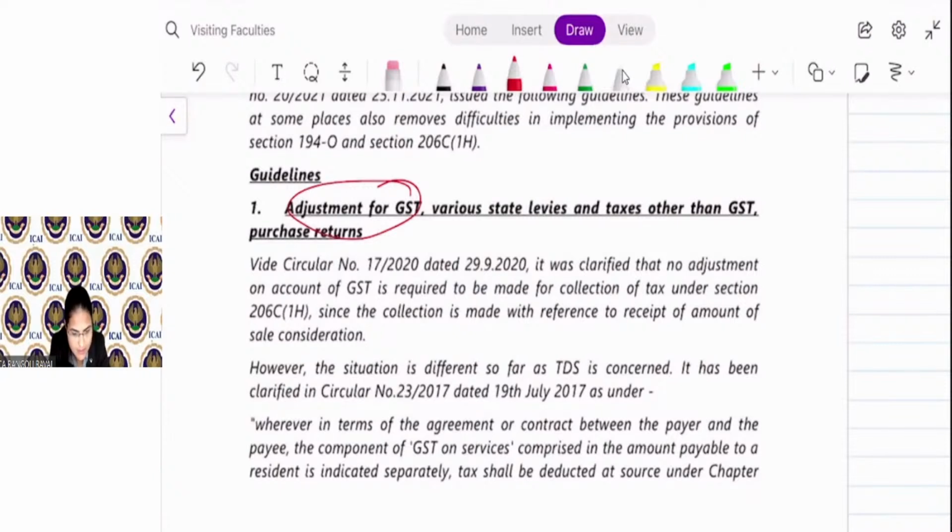Anand, ABC Limited will receive the invoice, na? On the basis of invoice, he will pass the entry in the books of account. So he will deduct TDS at that time. Yes or no? Clear, Anand?